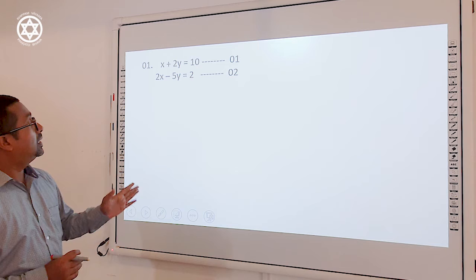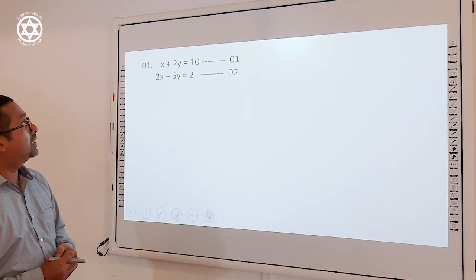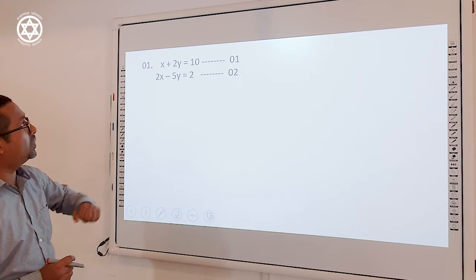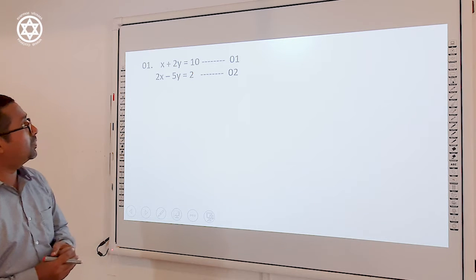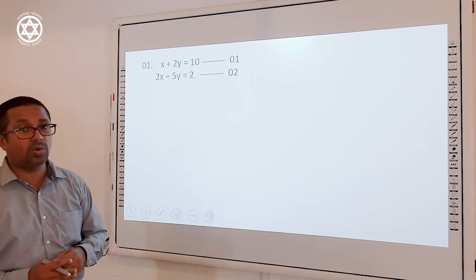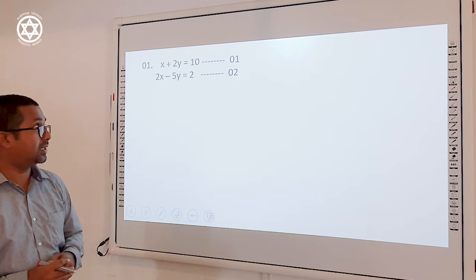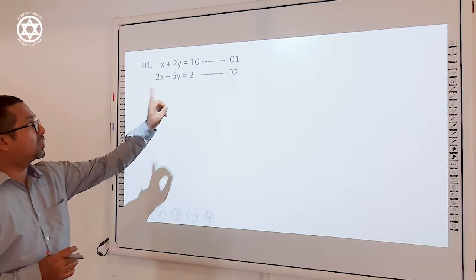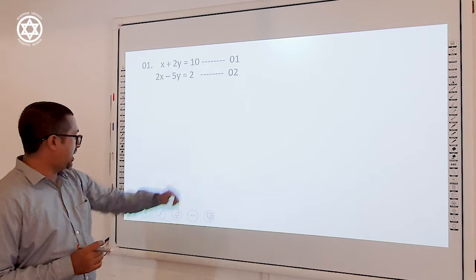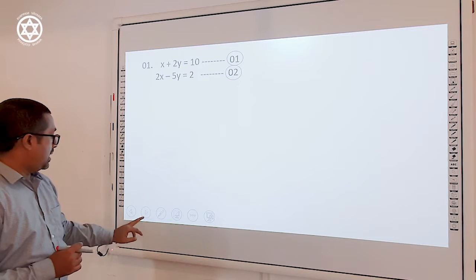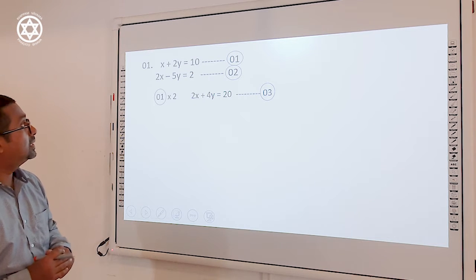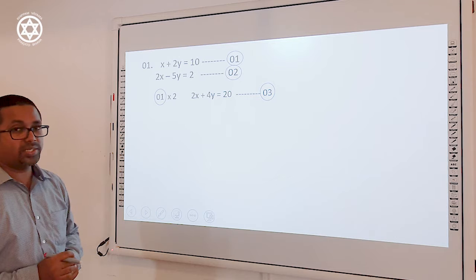simple simultaneous equations. The first example is given: x plus 2y equals 10 and 2x minus 5y equals 2. So I will explain how to solve this equation. As a first step, you must name these two equations. You can name them equation 1 and equation 2, and then you have to check the equations.